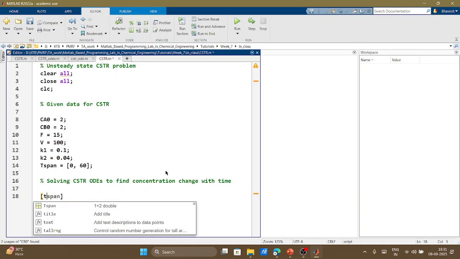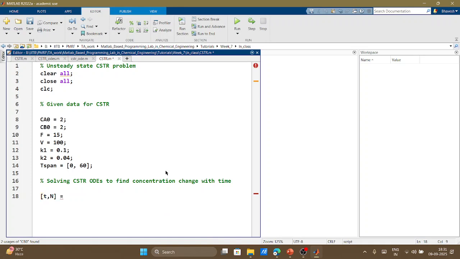So I will have T comma N, it will be given as, I am using ODE-45, okay. So for ODE-45, first we have to provide a function. My function is CSTR ODEs, correct, T span. So my T span is this, y0 value, right? So y0 value initially, since we don't have any concentration, all the initial moles will be 0 0 0 0, right? So this is my CSTR ODE.